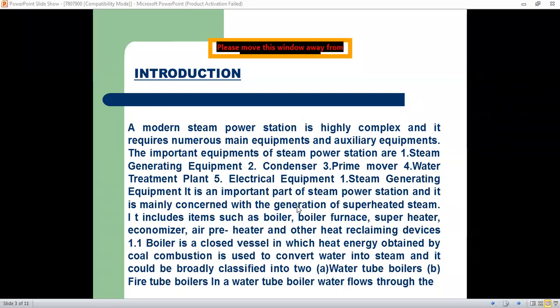Water treatment plant. Why do we need the water treatment plant? We can give some treatment to the water, so that we can minimize the cavitation of the water on the boiler wall. And electric equipment, which we use to generate the electricity.